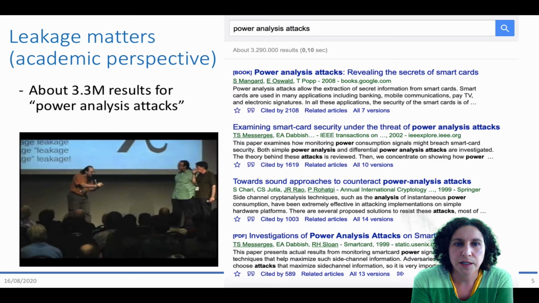So from the academic perspective, leakage also still matters. Obviously, at the very beginning of side channels, there were huge numbers of papers being churned out every year. This has perhaps slightly decreased, but not very much. And if you Google for power analysis attacks, as I did when I prepared this talk, you currently get about 3.3 million results. This is a staggering number of papers. Obviously, there will be duplicates and so on, but I really just Googled for power analysis attacks. So this won't include things that have timing in the title, or that come with a title about leakage resilient or EM attacks. There is really a staggering number of works out there.